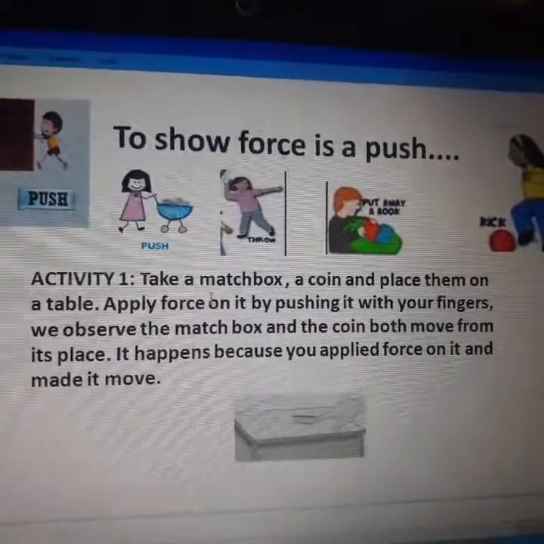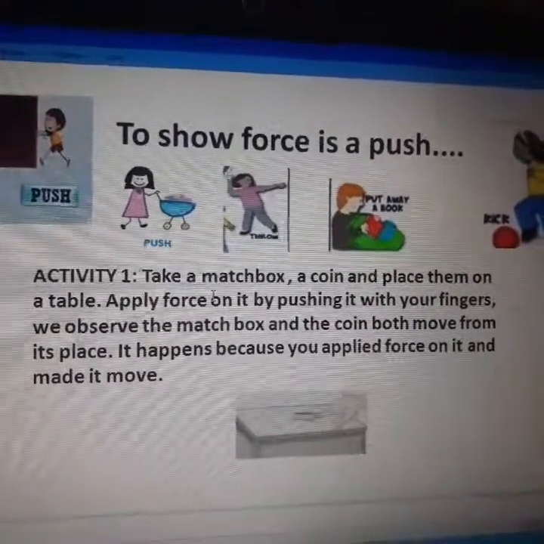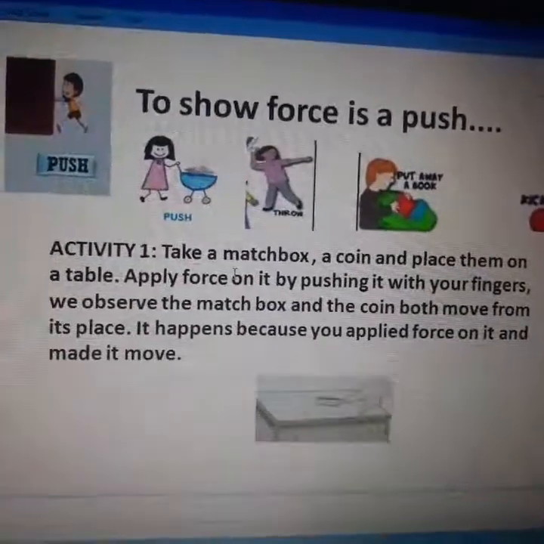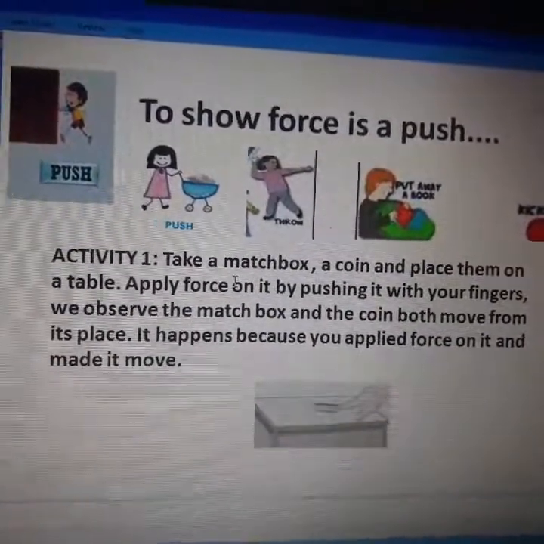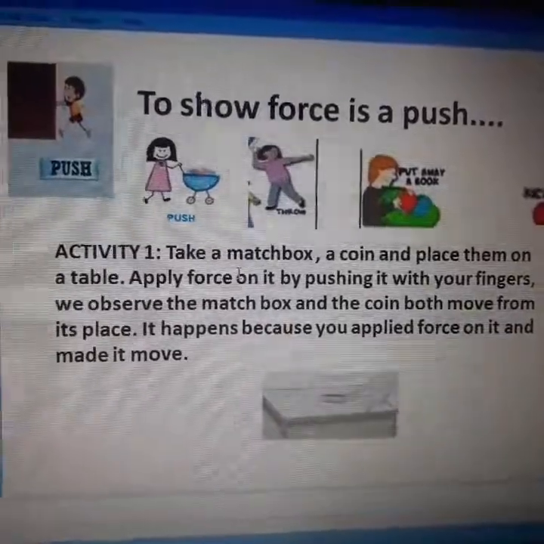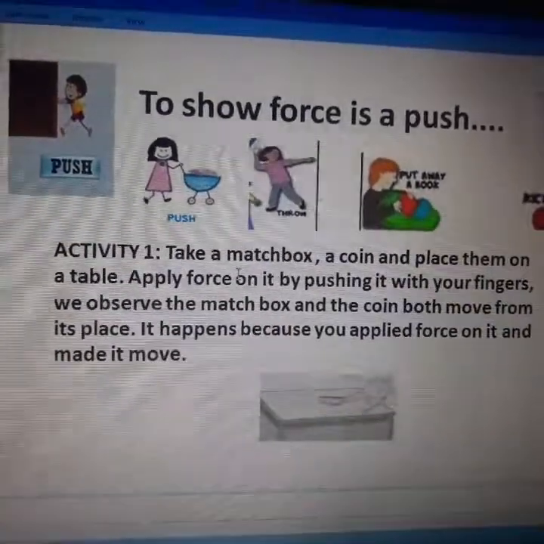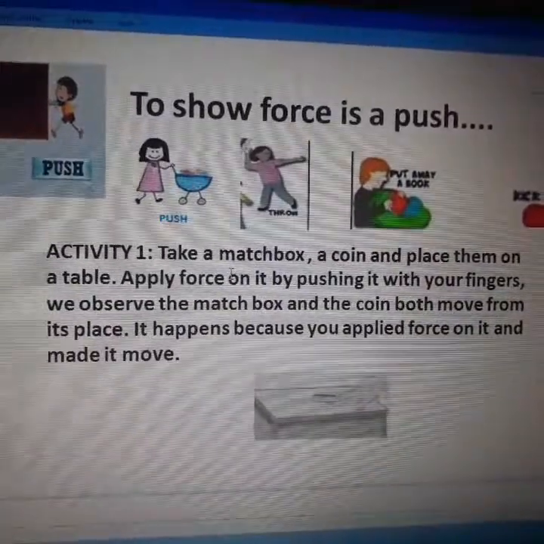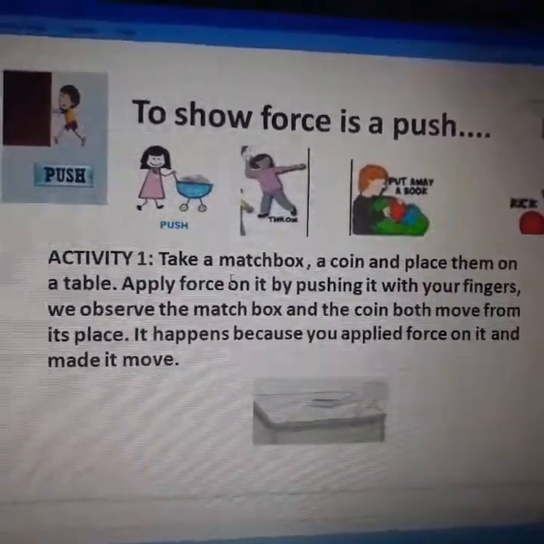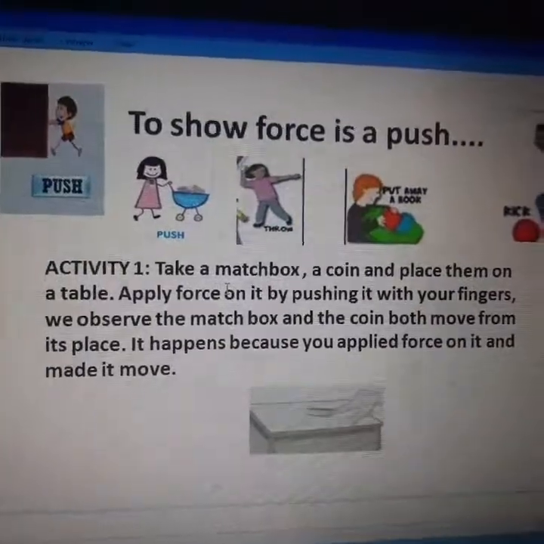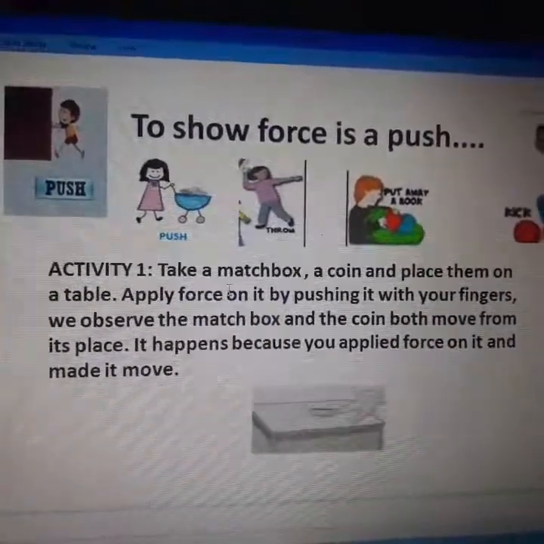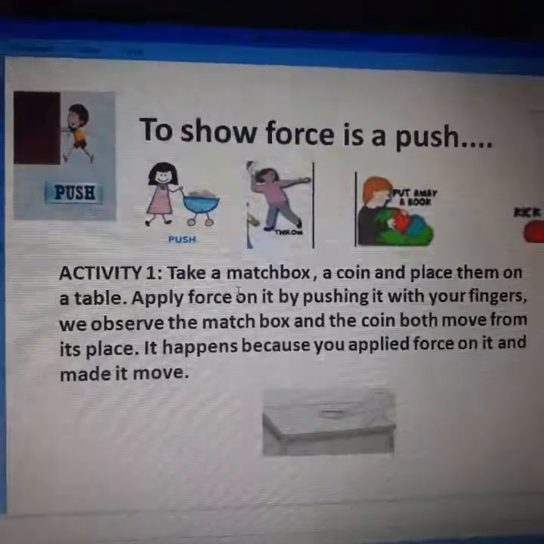Now, in your book, you've been given an activity. I want you to do this activity at home. You'll take a matchbox and a coin and place them on a table. Apply force on it by pushing it with your finger. You will observe that the matchbox and the coin move from their place. It happens because you applied force on it and made it move.